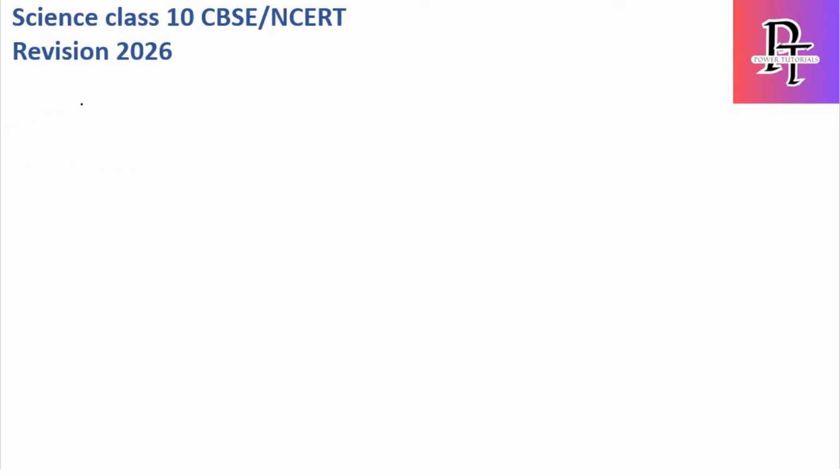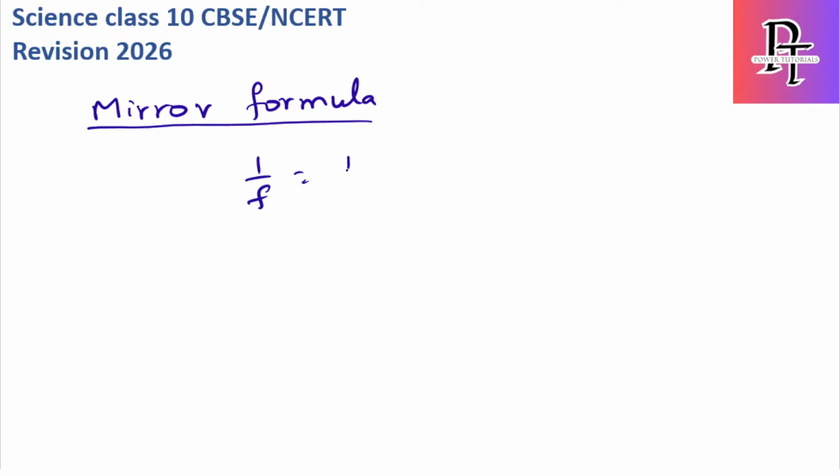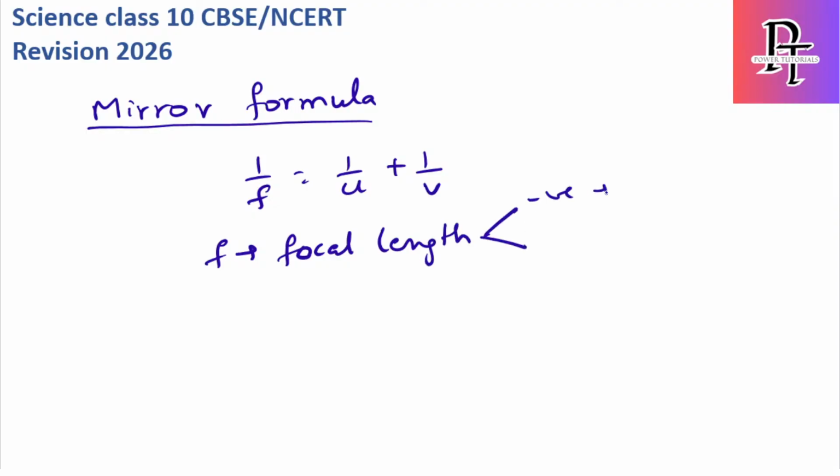So the first formula for reflection is the mirror formula, which is important for questions with respect to concave or convex mirrors. The mirror formula is the same for both. The mirror formula is 1/f = 1/u + 1/v, where f is the focal length, and this is negative for concave and positive for convex.